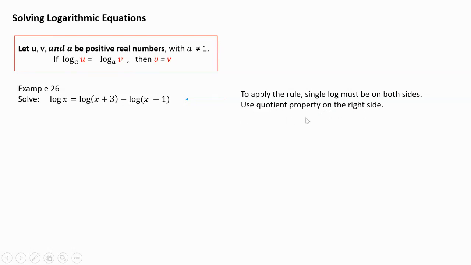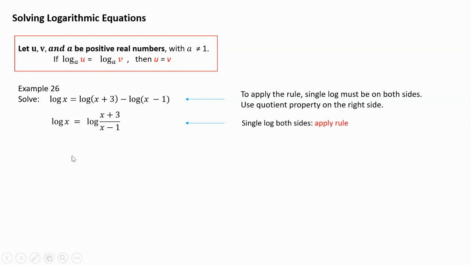To apply the rule, a single log must be on both sides. We're going to use the quotient property on the right side. So we have to put this as a single log on the right side. So it's going to be the quotient rule, right? The quotient rule means if it's a fraction, it's going to be the quotient rule. So that means it's going to be log of (x plus 3) divided by (x minus 1). Now here, guys, we can apply the rule because now we have the same logs on both sides of the equal sign.